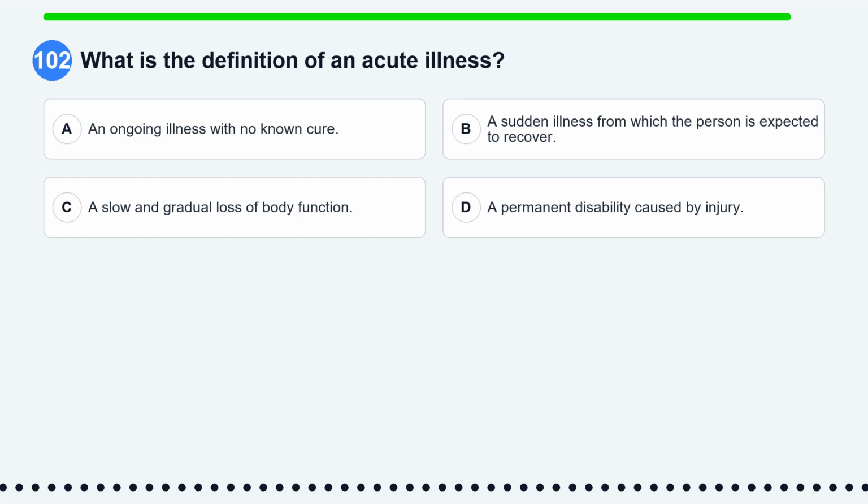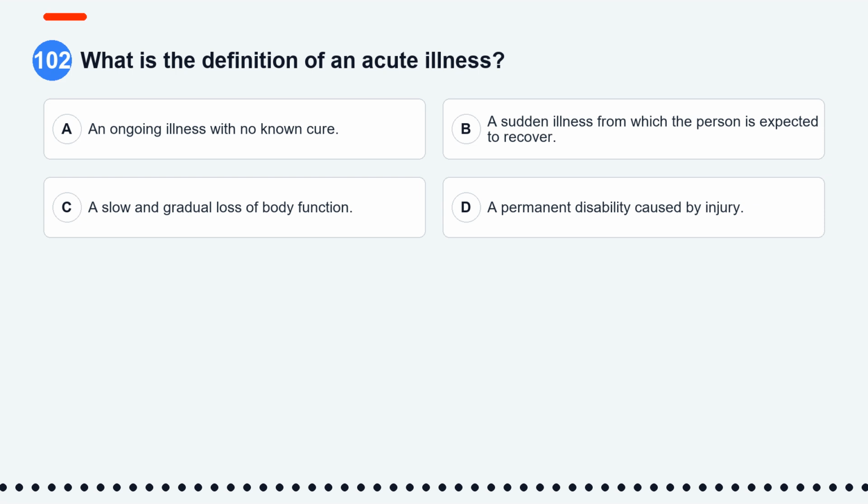Question 102. What is the definition of an acute illness? Option A. An ongoing illness with no known cure. Option B. A sudden illness from which the person is expected to recover. Option C. A slow and gradual loss of body function. Option D. A permanent disability caused by injury.